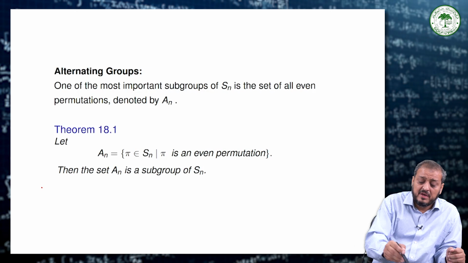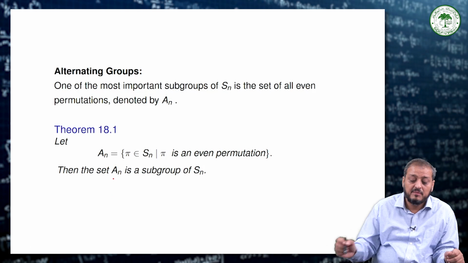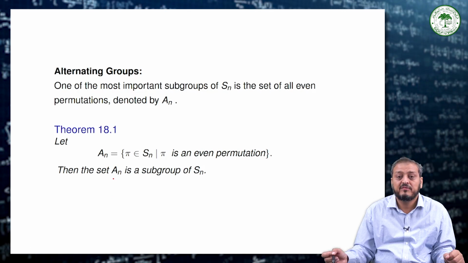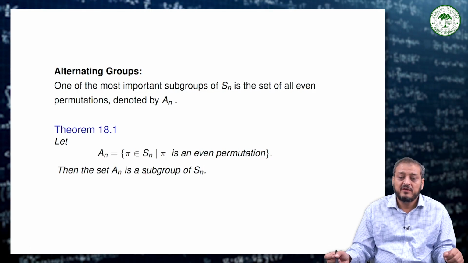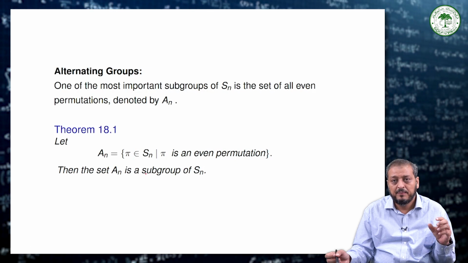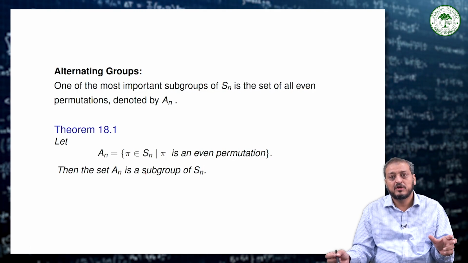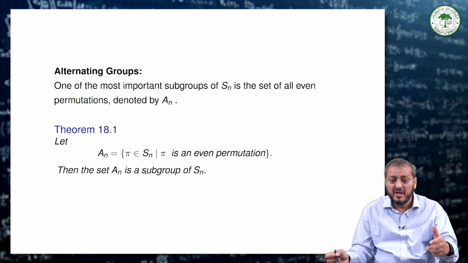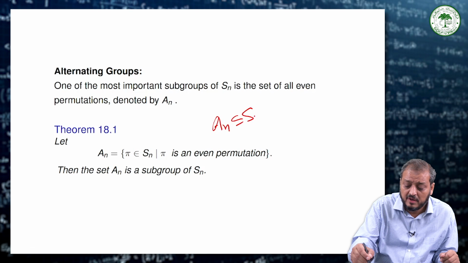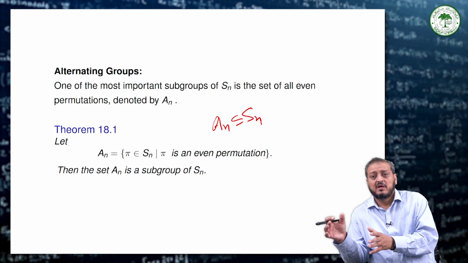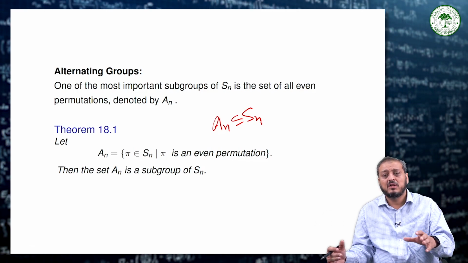Let pi belong to Sn, and pi be an even permutation. Then the set An of all such pi is a subgroup of Sn. If we have to show that An is a subgroup of Sn, we have to show that An is closed under the composition of mappings. Clearly, first, An is a subset of Sn, because Sn is a collection of all the permutations, and then for An we pick all the even permutations.